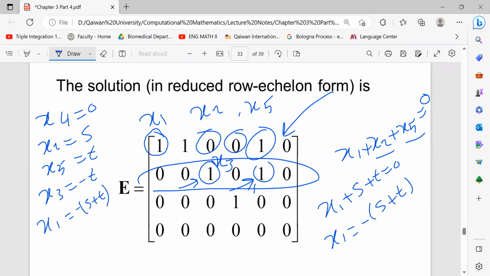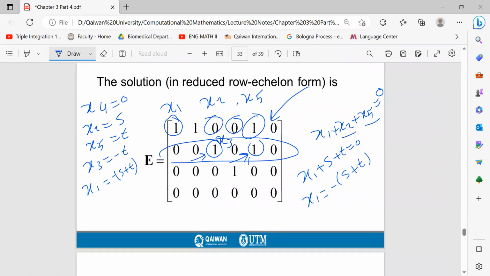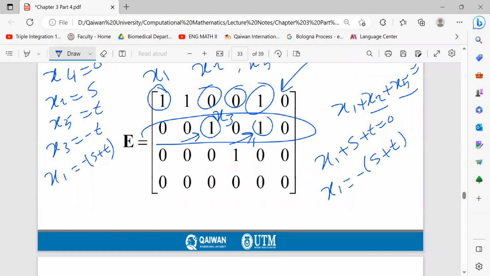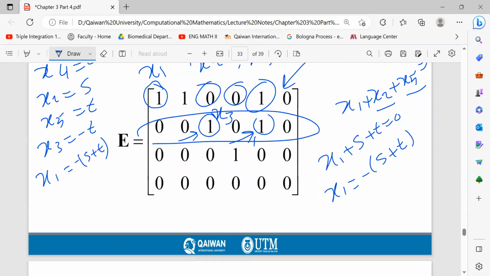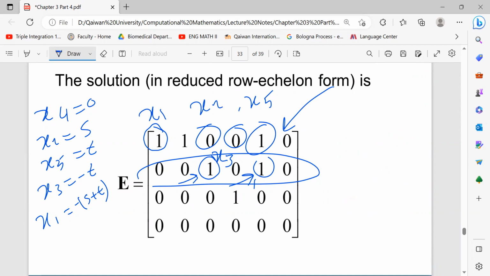Now, we write this down as a column vector, okay? But in order, first x1, then x2, and then up to x5. Here, we have x1 is minus s minus t. x2 is s. x3 is negative t. x4 is 0. x5 is t.